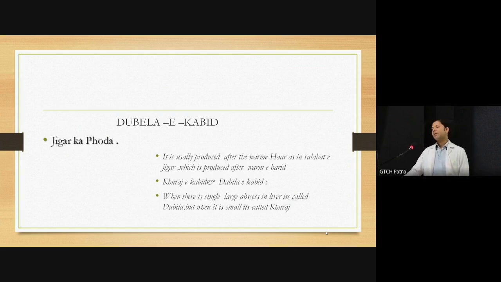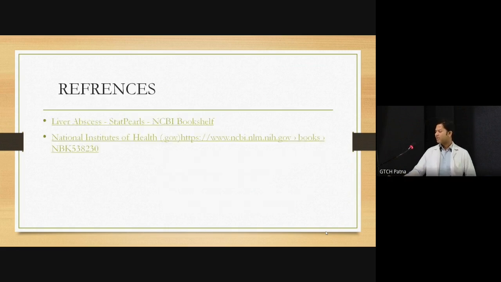Dubela kabid in Unani is called dubela. Kabid means liver. It is usually produced after warm-e-jigar, as in salabat-e-jigar, which is produced after warm bari, kuraj-e-kabid, and dubela kabid. When there is a single large abscess in the liver, it is called dubela. I discussed the focus of the pus in the ultrasound finding as well. When there is a single liver focus or liver abscess, it is called dubela, but when it is small, it is called kuraj. These are some references.